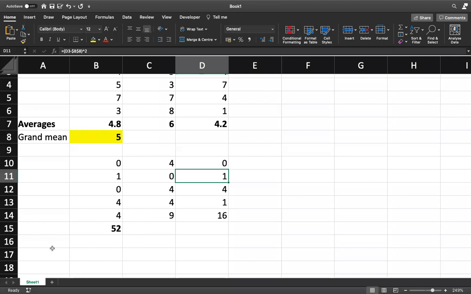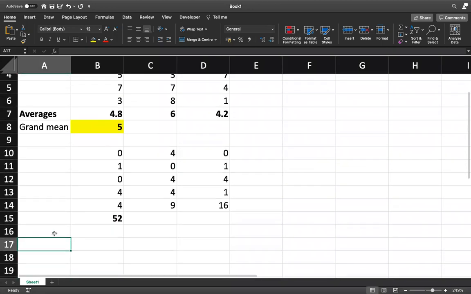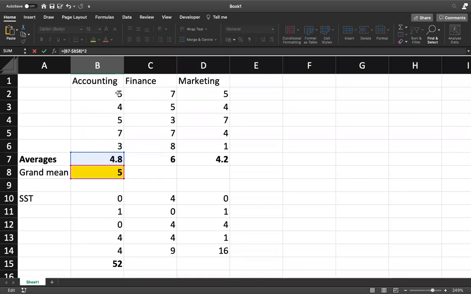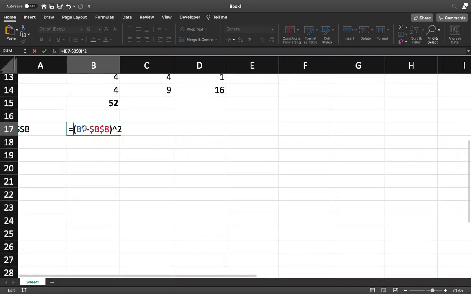So if I want my sum of squares between, this is my SST. Let's look at the SSB. I'll be interested in how this one deviates from the grand mean. Of course, I'll square it, and I'll multiply by the sample size. What is the sample size for the first group? It is 5. So it's 5 multiplying this.